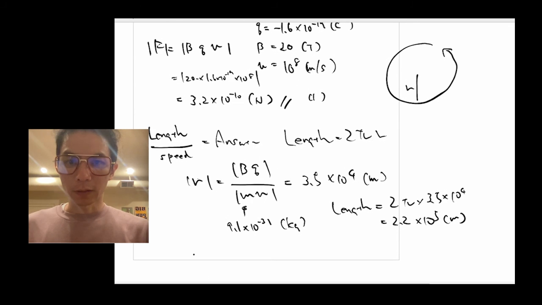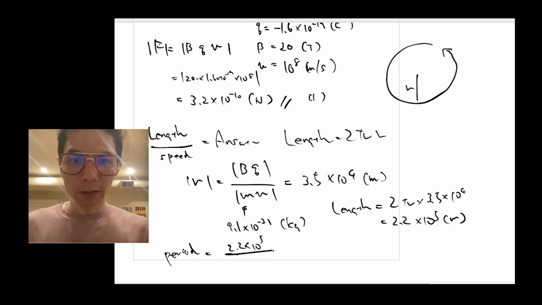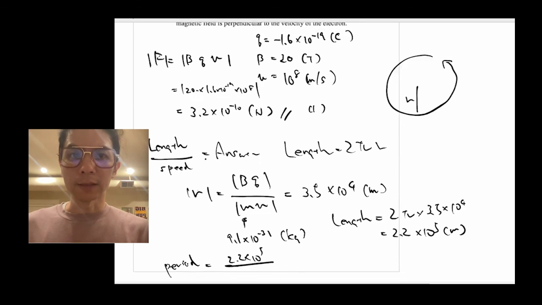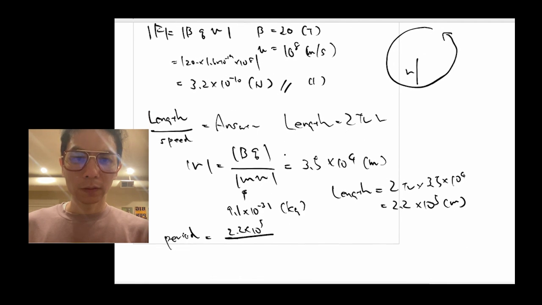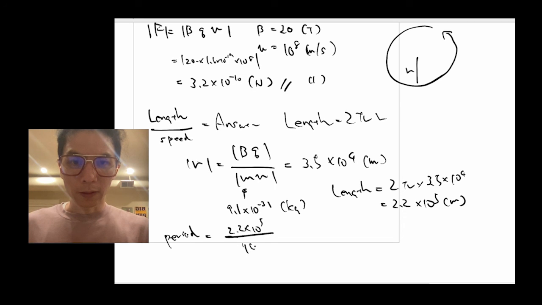So the period equals the length, which is this one, 2.2 multiplied by 10 to the 5th, divided by this speed, which is known, like this one, velocity, 10 to the 8th. And the answer is 2.2 times 10 to the negative 3rd. And the unit is seconds.